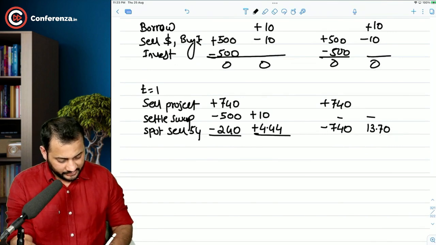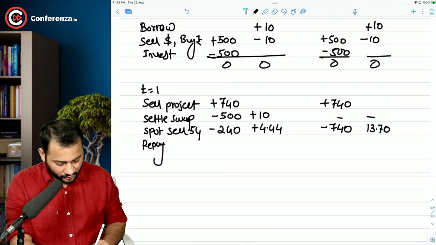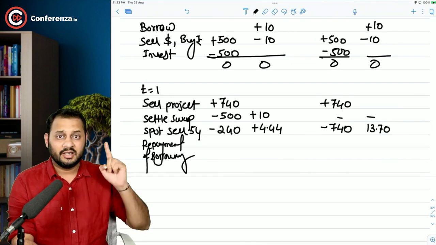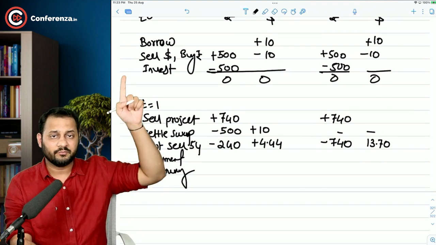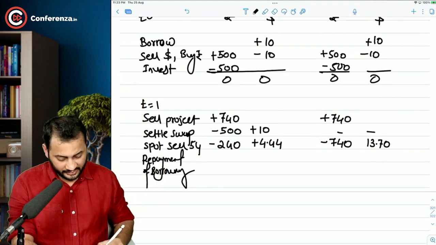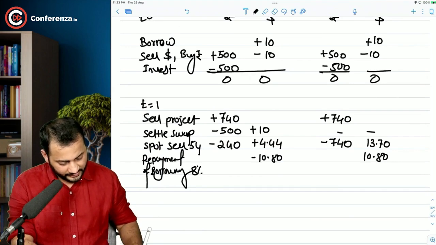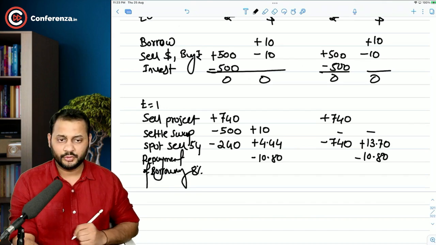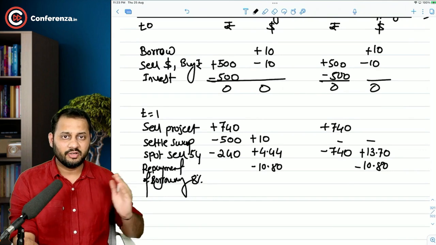Acha, one more thing which is left. You will have to make the repayment of the borrowings. Dollar borrowing. How much? The 10 crore dollars that you borrowed at the beginning will have to be paid at 8% interest. That is 10.80. Do you agree with this? It should be written in the dollar column. So rupee, dollar, rupee, dollar.